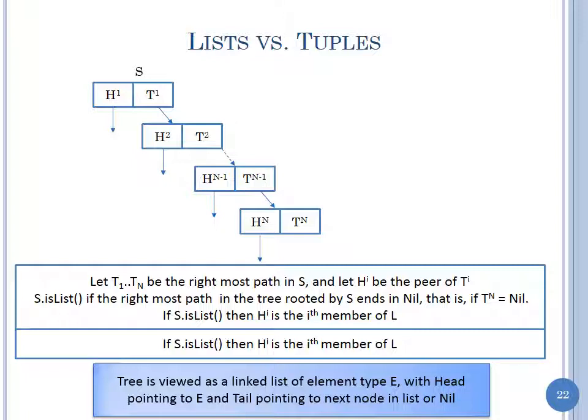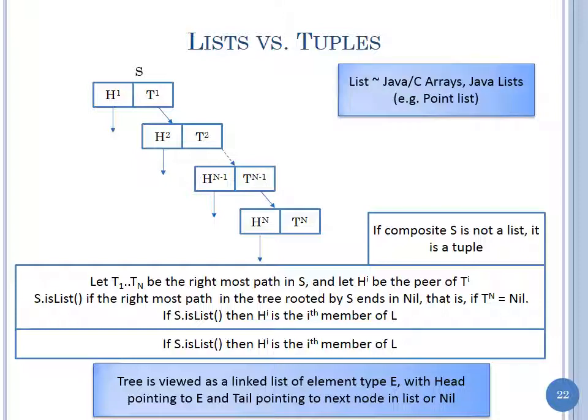So, questions on this? Okay, you guys have done the isList function. You know how to implement it, those of you who've done it. So if a composite S is not a list, it is a tuple. The rightmost path needn't end in nil, in which case it's a tuple.